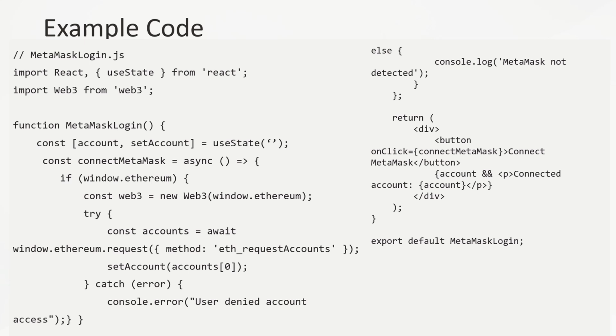If the window.ethereum object is available, a new instance of Web3 is created using the window.ethereum object. The eth_requestAccounts method is then used to request the currently selected user account from MetaMask. Upon successful selection, the user's account is stored in the state using setAccount.